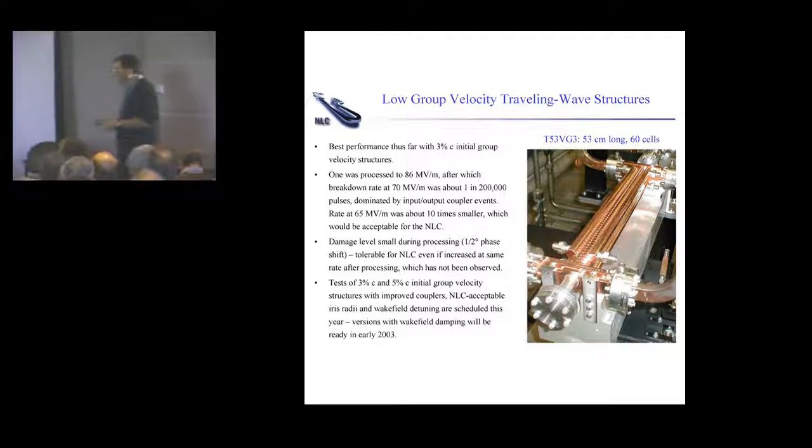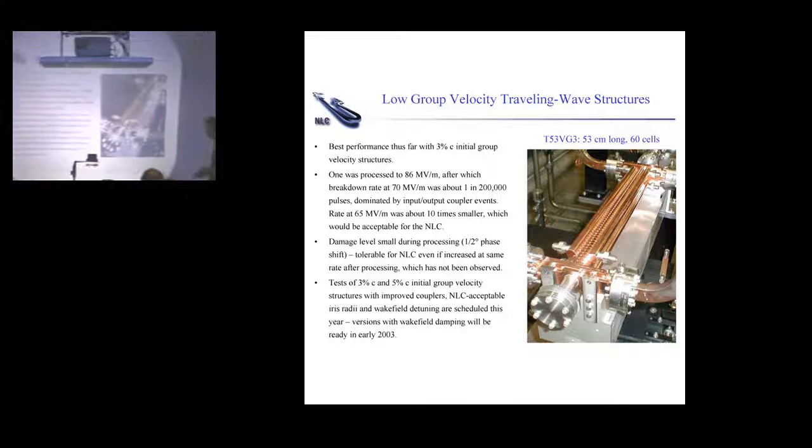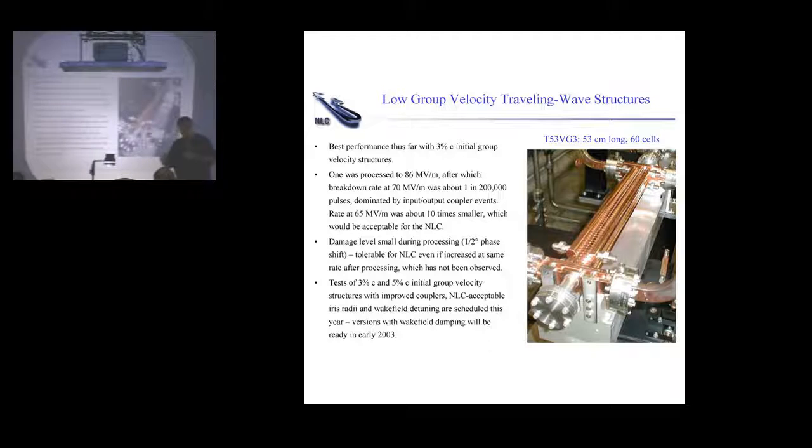And so in the next year, we're going to test more of these at 3 and 5%, and make versions that are more acceptable for the NLC in terms of having this wake field control on it and having the iris size that are acceptable from that point of view.